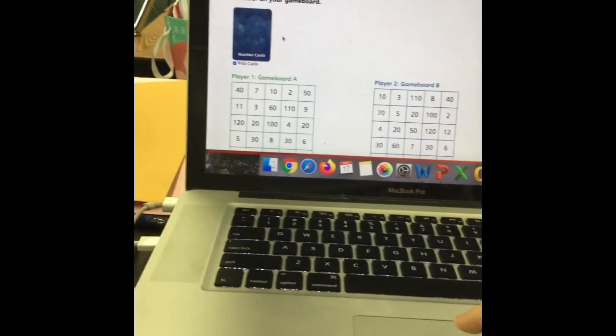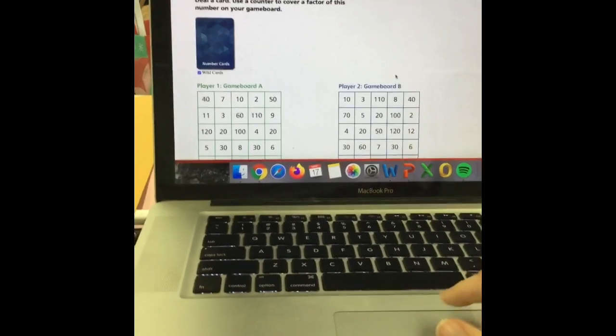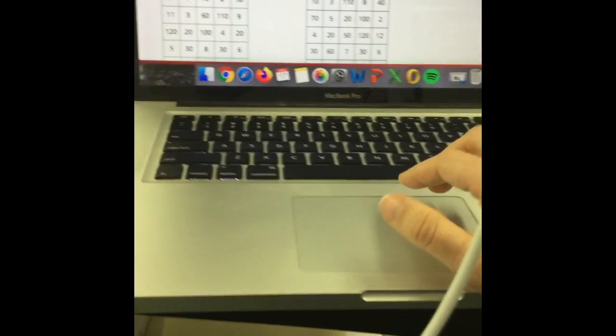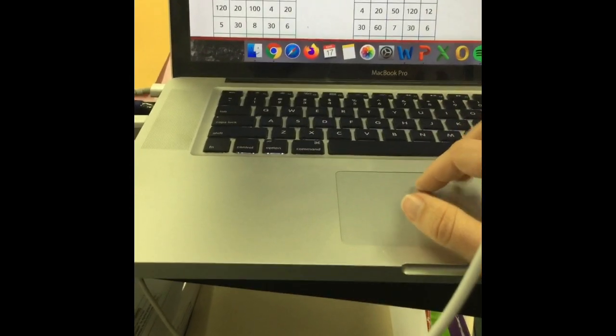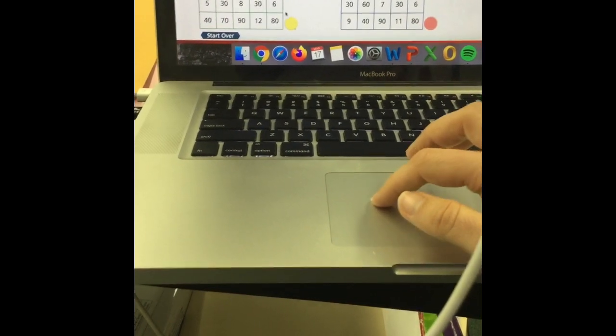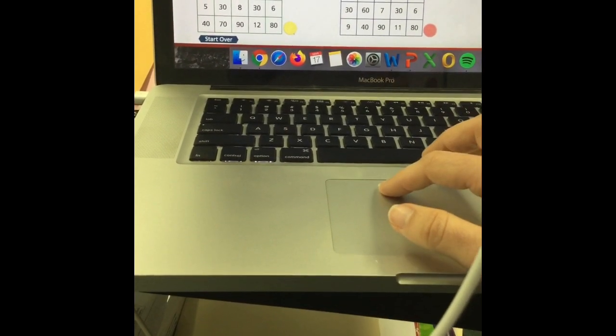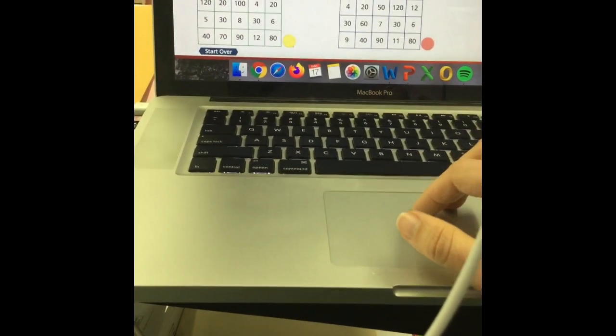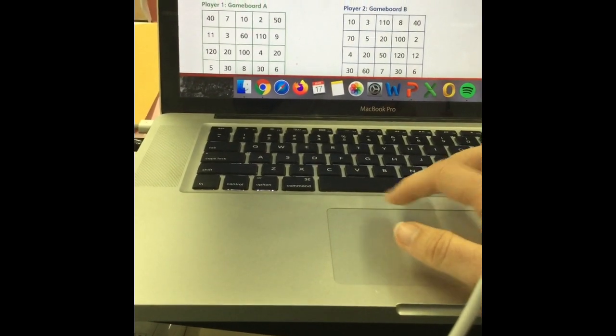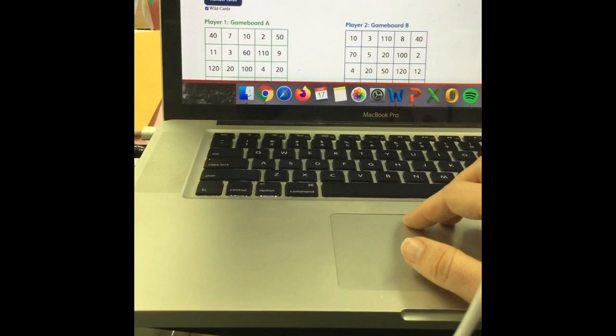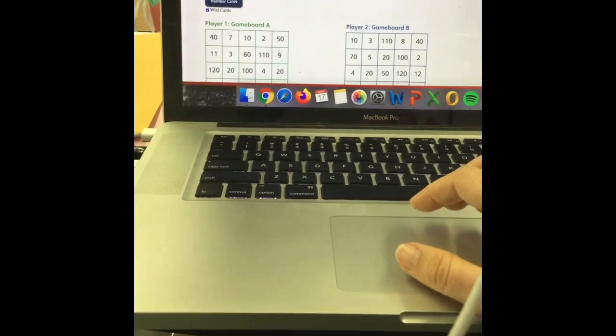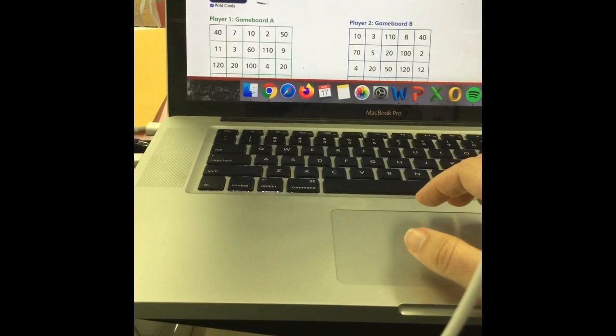And here you're going to play a game against someone in your house, okay? So you sit side by side. Now, what I want you to notice is each person has a counter that they can click and drag over the numbers. So what we do is we deal a card, and we use the counter to cover a factor of this number on our game board.